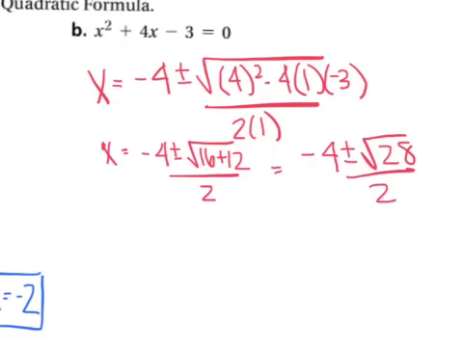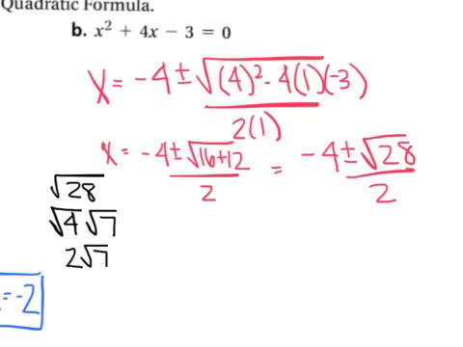If you recognize there's a perfect square in 28, that's even better, because you want to take the square root of 28 and simplify it. The perfect square in 28 is 4. So this breaks into the square root of 4 and the square root of 7. The square root of 4 is 2, so we have 2 root 7. Now I'm going to go back here and I have negative 4 plus or minus, not the square root of 28, I simplified that, 2 root 7, over 2.